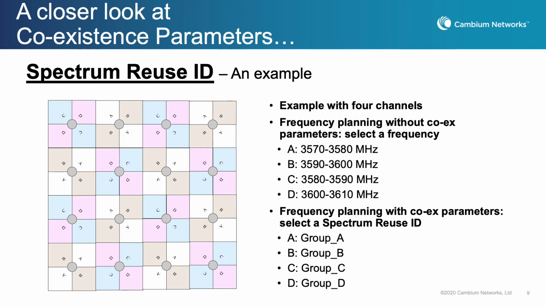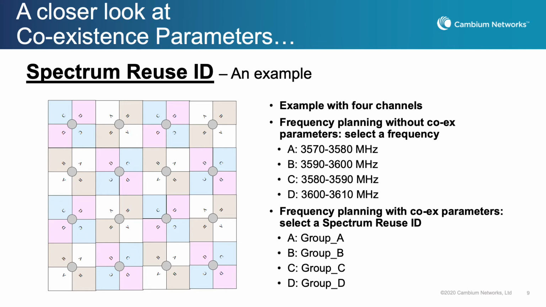Before the use of the coexistence parameters, how did you do your frequency planning? You would pick 4 separate channels and assign each sector to one of these frequencies. The difference with coexistence parameters is that now you assign a spectrum reuse ID in addition to a specific frequency. The frequency planning itself is identical, but the additional step is to configure all sectors labeled A with the same spectrum reuse ID. Let's call it, for example, Group A. Then you configure all sectors labeled B with a different spectrum reuse ID, for example, Group B, and so on for groups C and D.